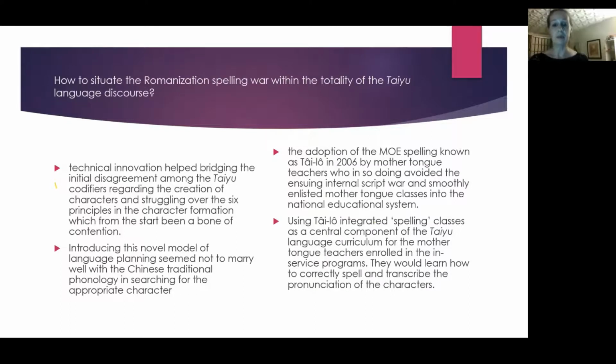And so one crucial element when the teaching of Taiwanese started at university level is learning how to correctly spell and transcribe the pronunciation of the characters using the romanization system. As we know, in Taiwan for Mandarin we use Bopomofo, but Bopomofo was not particularly applicable, also for ideological reasons, to Taiwanese. Next slide.